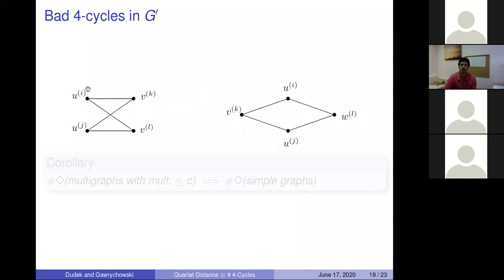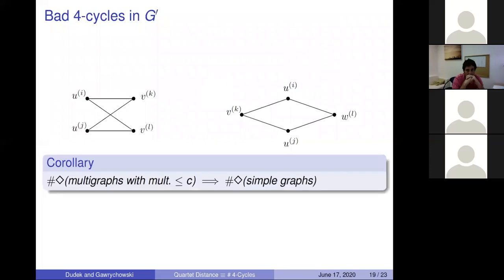So the idea is that in the new graph, you might have a cycle that goes from a copy of U to a copy of V, and then to a copy of the same U, and then to a copy of the same V. Okay, so that's one case. So you use 2 copies of U, 2 copies of V, or you use 2 copies of U and some other nodes V and W. Fortunately, those cycles are easy to count in linear time, so you can subtract them from the result, okay, and then divide by C, and this gives you the result. Okay, so we show that you can remove the multiplicities if they are constant. It was important that the multiplicity was constant because we increased the size of the graph by a constant factor, okay?